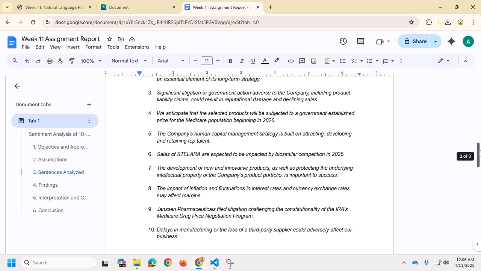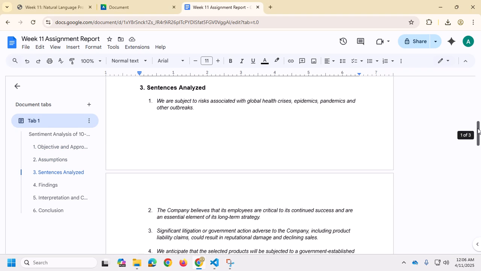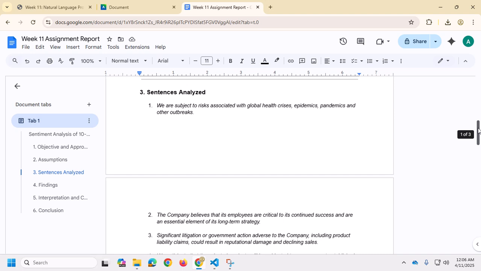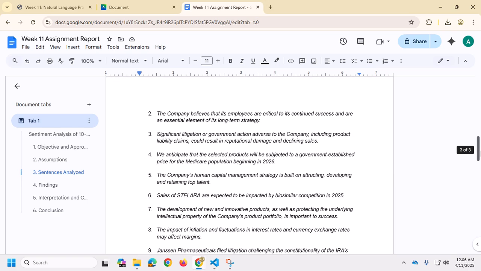So I have a total of 10 sentences. Let's look at a few of them. The first sentence is from the 10K filing reports, by the way, so that is directly copied from there. "We are subject to risk associated with global health crisis, epidemics, pandemics, and other outbreaks." A very normal one for Johnson and Johnson.